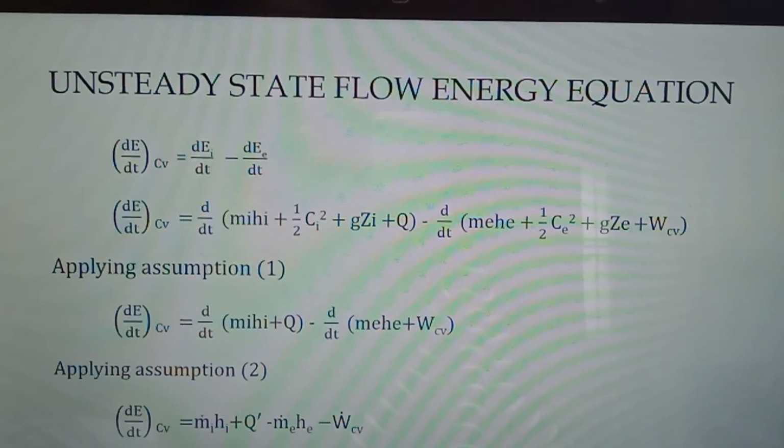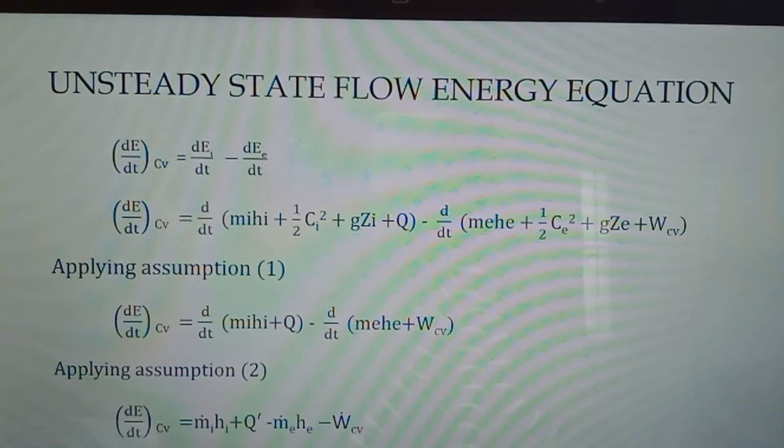Also you apply assumption 2 in the above equation. What is assumption 2? Incoming and exit specific enthalpy won't be varying with time. So by applying those assumptions in this equation, we will be getting dE by dt of the control volume is equal to Mi dot Hi plus Q dot minus Me dot He minus W dot cv. This final equation is the unsteady flow energy equation.